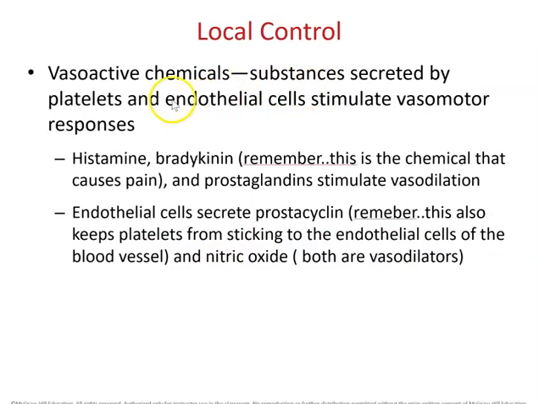Substances called vasoactive chemicals are secreted by platelets and endothelial cells to stimulate vasomotor responses. For example, histamine, bradykinin, and prostaglandin can stimulate vasodilation. When vasodilation increases, the exchange between blood and tissue waste will be more efficient. Endothelial cells can secrete prostacyclin and nitric oxide. Both of them are vasodilators.